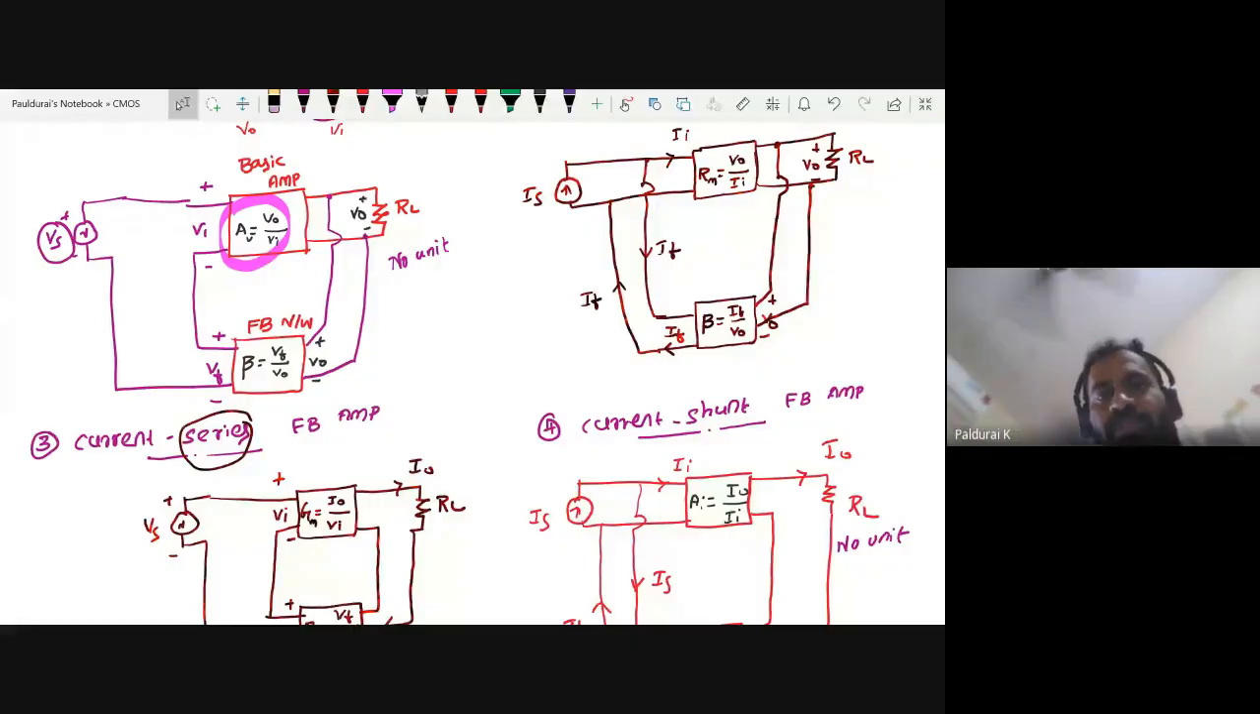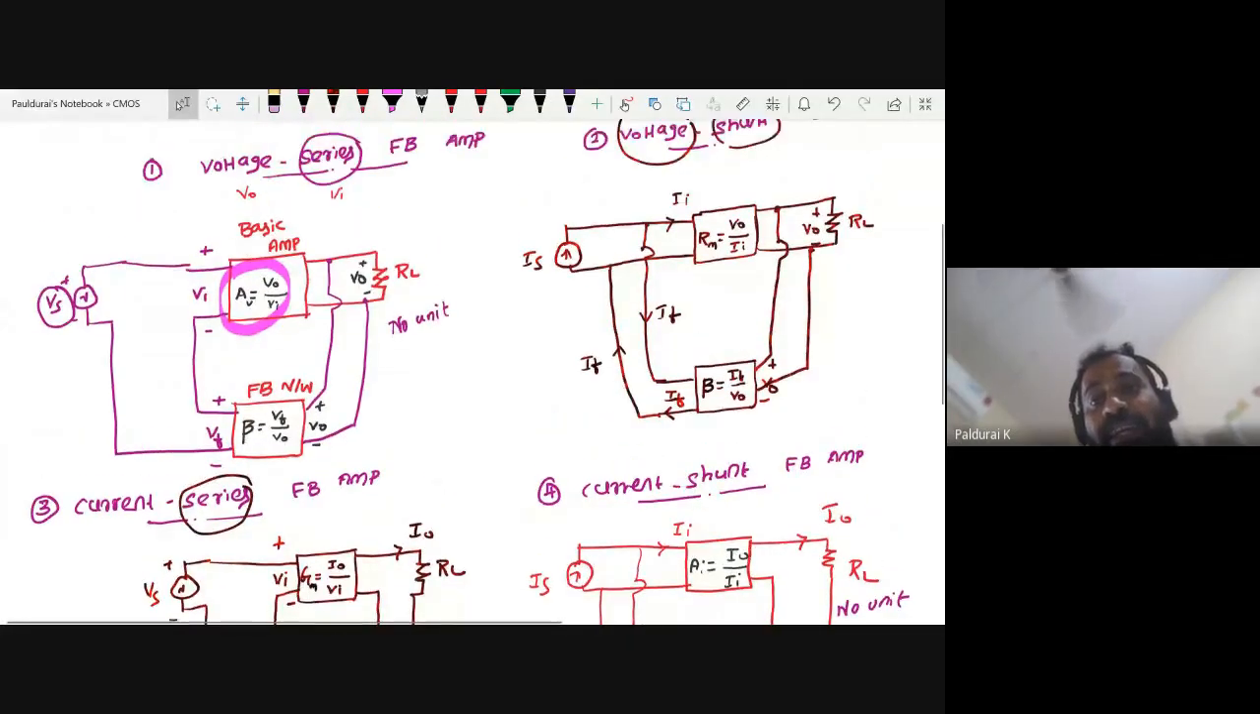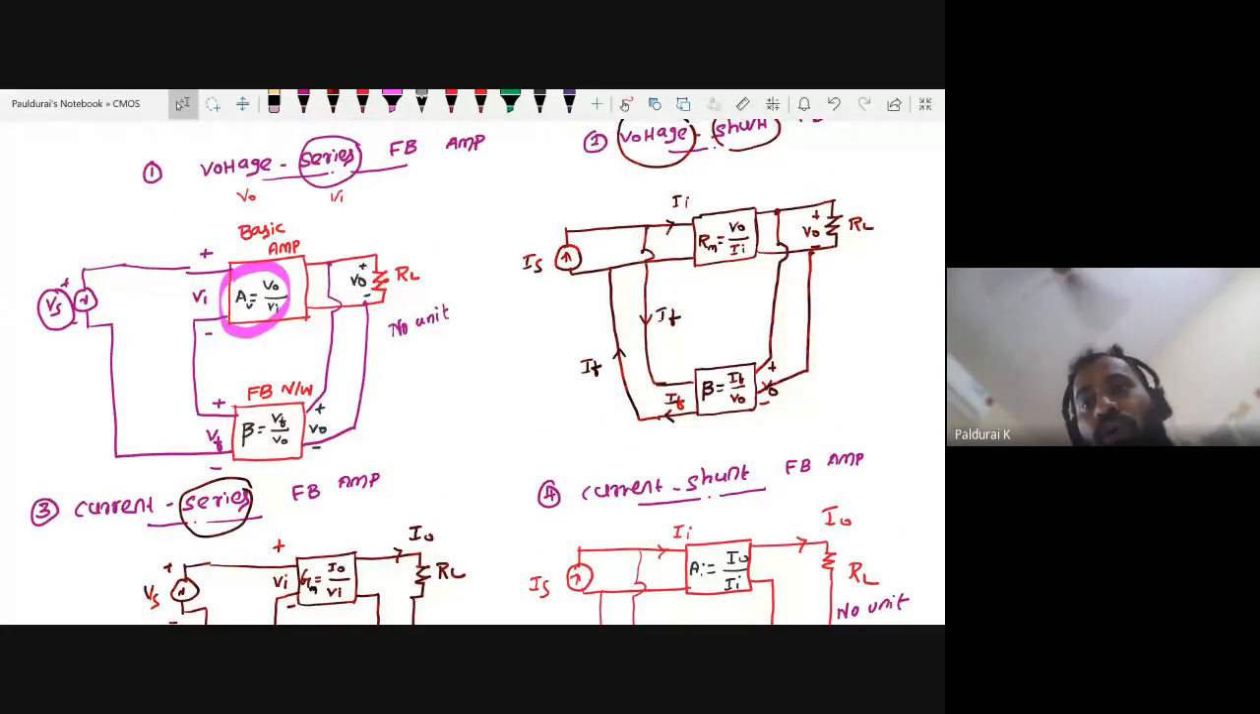But here, look, what is the unit of the gain of voltage shunt feedback amplifier? So this time output voltage, input current. See this, but here the unit is ohm, since it is resistance, trans resistance, right?